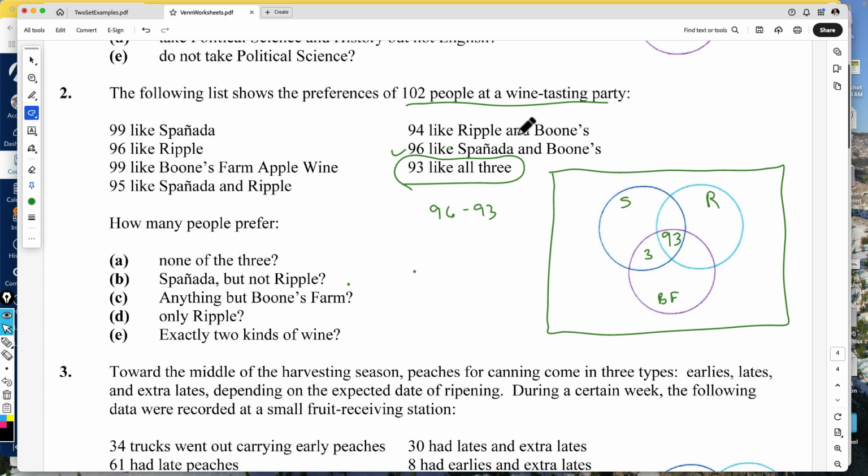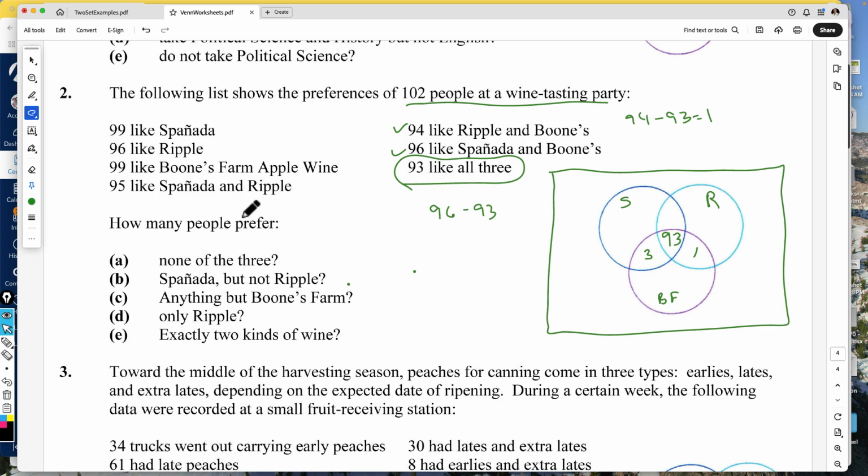94 like Ripple and Boone's. So we've got 93 there. So how many are in this little unmentioned region? 94 minus 93. There's 1 person who didn't like the Spaniata, right? Only liked the Boone's and the Ripple. Okay, so notice how we're going to be able to answer questions about these relatively easily. If you tried to answer questions about it by looking at this, it's very difficult. Okay, so we took care of those guys.